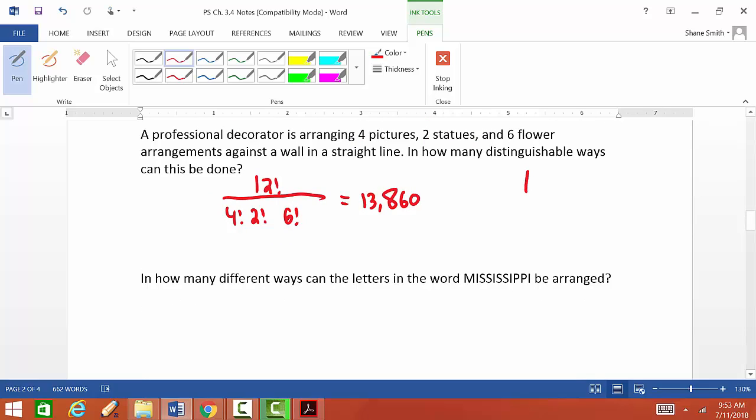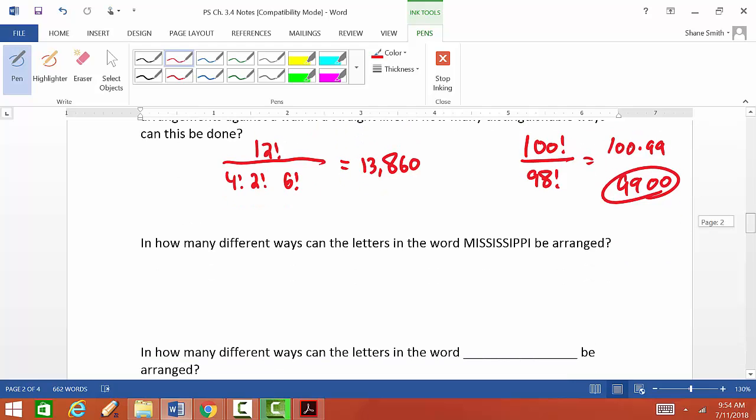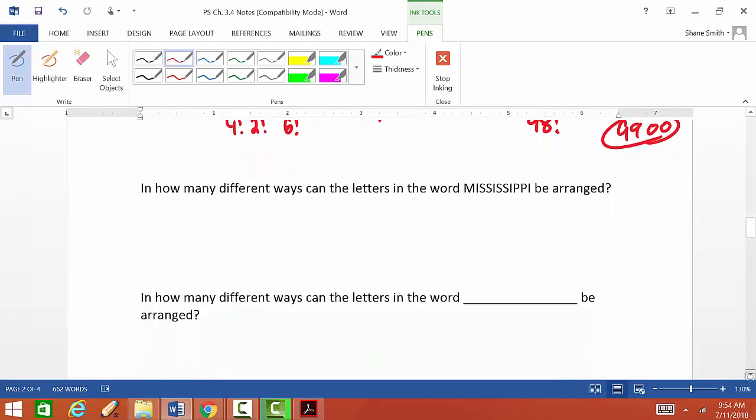For example, if you have something like 100 factorial over 98 factorial, if you put this in your calculator, it'll give you an overflow error, but really all this is 100 times 99. Because everything 98 and below is going to be canceled with everything on top. So the answer is 9,900. So that's something useful to be able to simplify factorials, because your calculator will not do everything.